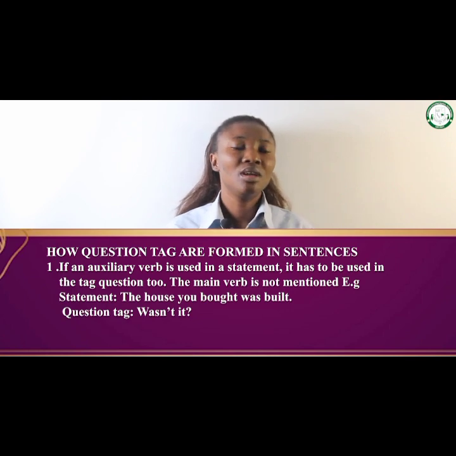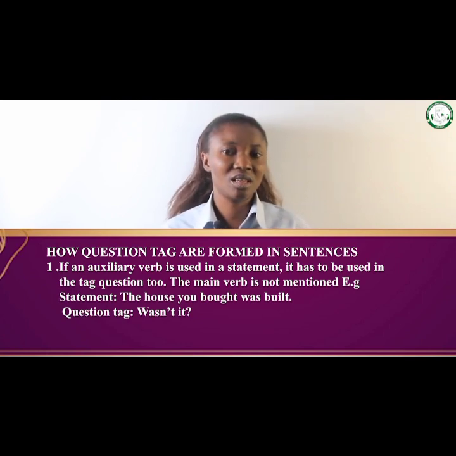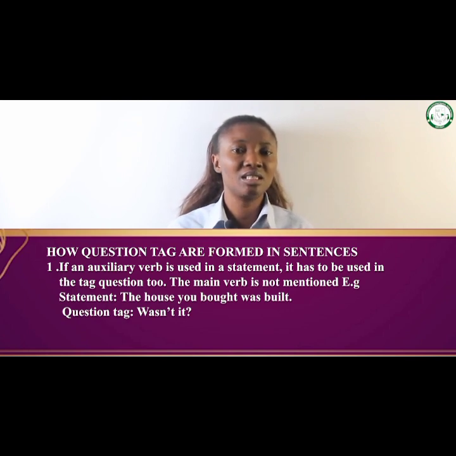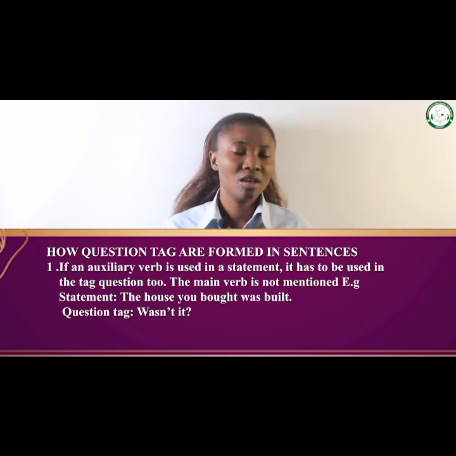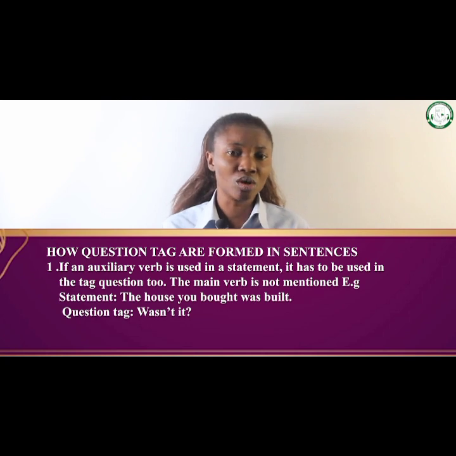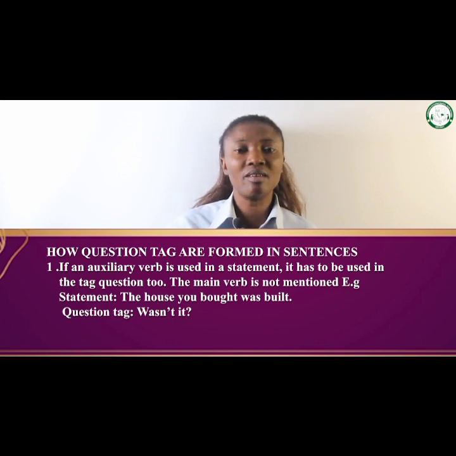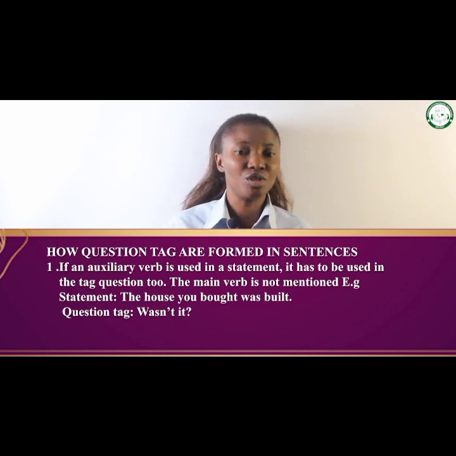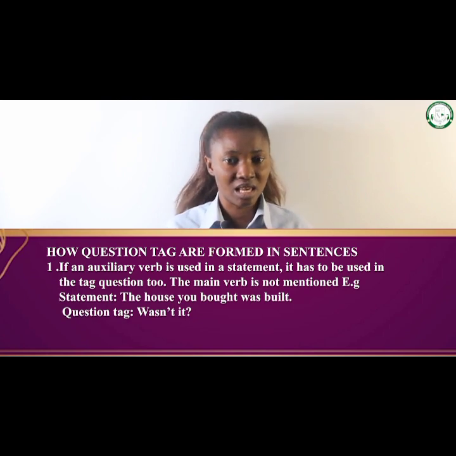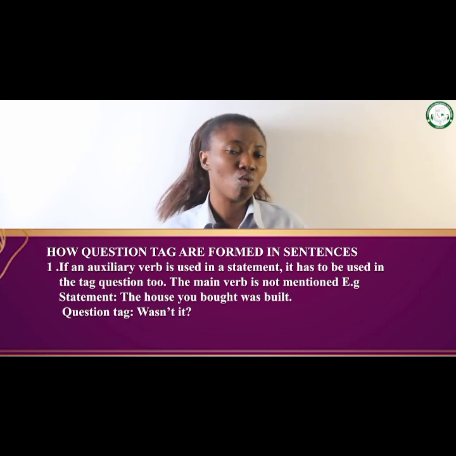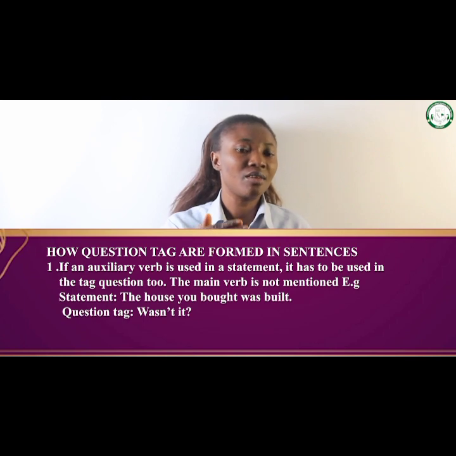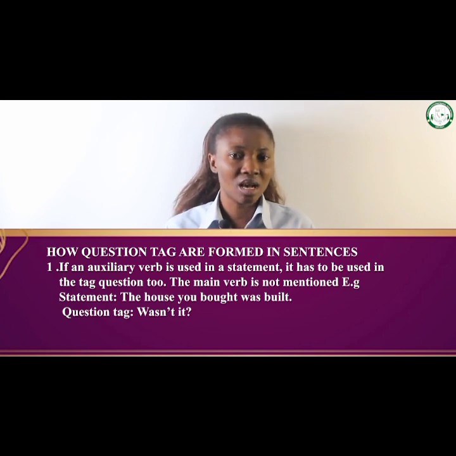Let's look at the example. The house you bought was built. The house you bought was built. In this case, there is main verb, there is auxiliary verb. So we look at the auxiliary verb in the statement, which is was. Then the question tag will be wasn't it, because you are referring to a house, so it is to be used. So it will be wasn't it. The house you bought was built. Wasn't it? That is rule number 1. When an auxiliary verb is in the affirmative, it must also appear in the question tag.